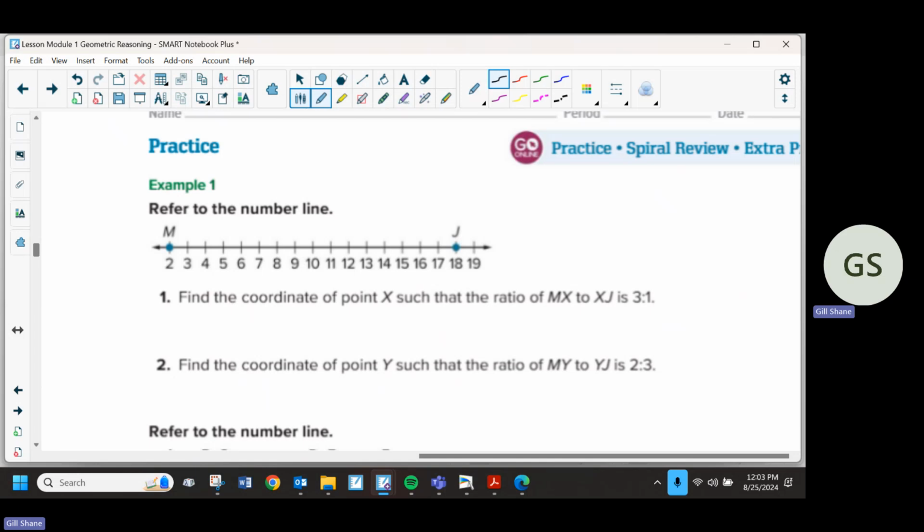So here we have a line segment. It goes from M, which the value of M is 2, to J. That's the line segment we're talking about, and the value of J is 18. So what we want to do is it's asking us in problem number 1 to basically locate a point X on the line so that we split that line into a ratio of 3 to 1.